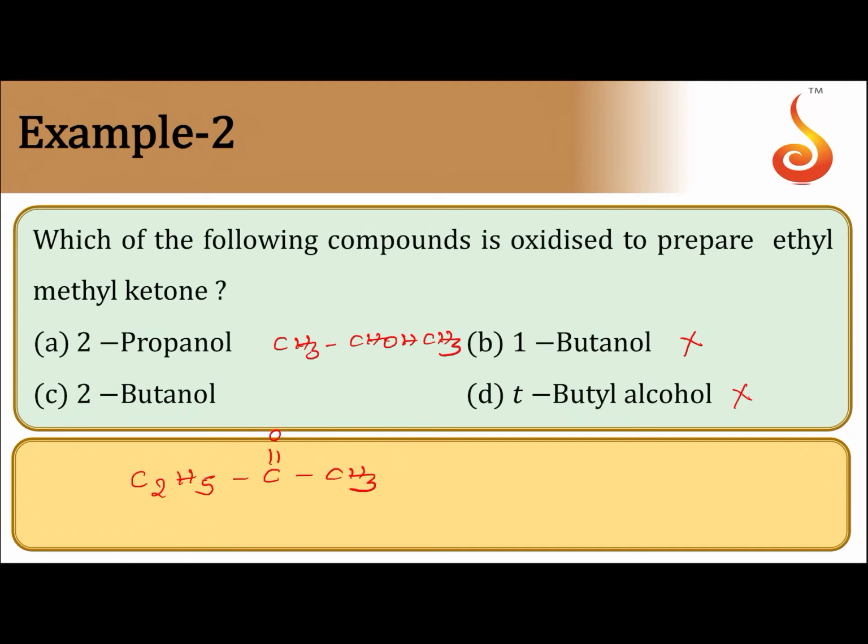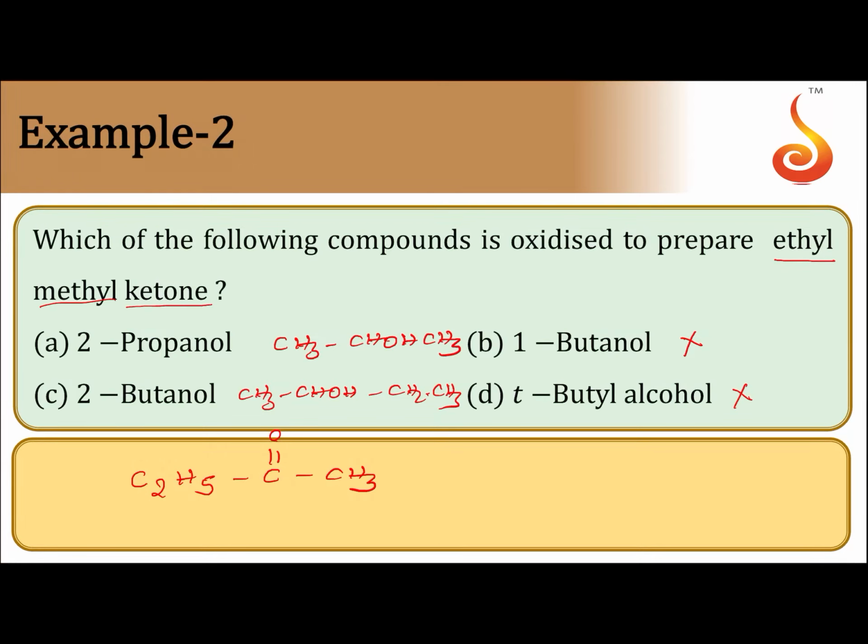What is A? CH3 CHOH CH3, secondary alcohol, 2-propanol. 2-butanol means CH3 CHOH CH2 CH3. This is 2-propanol. So secondary alcohols on oxidation give ketones.